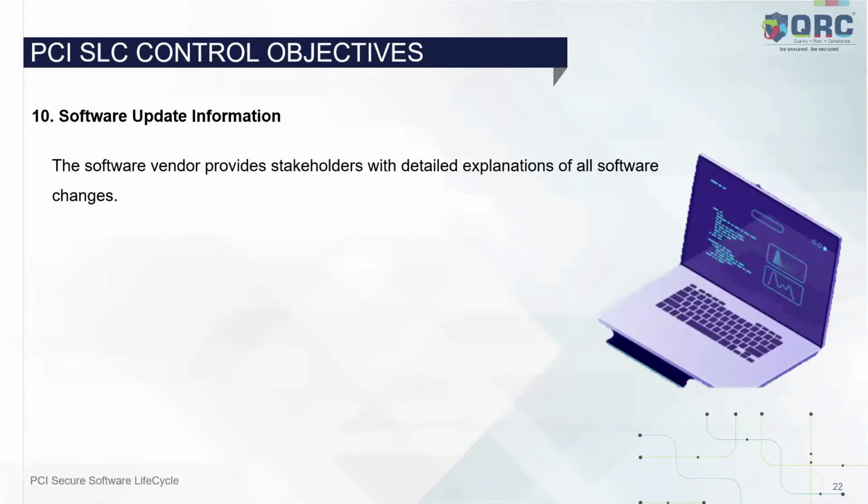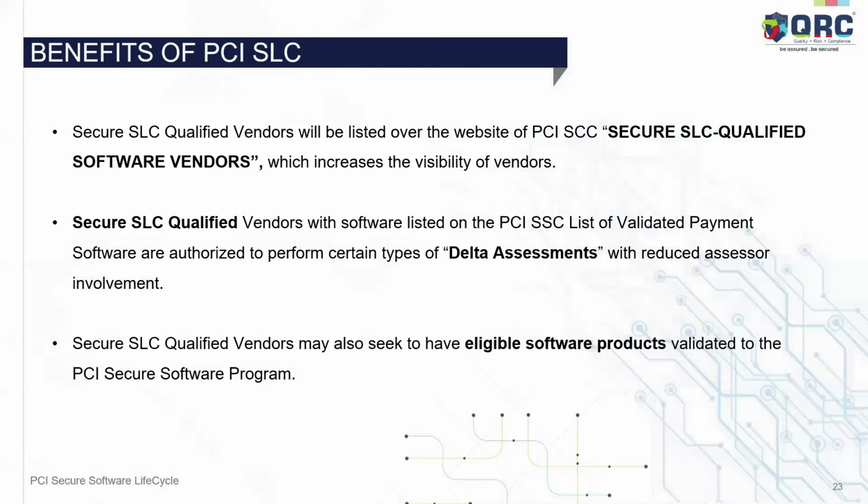Last control objective: the vendor should implement a process to document all the changes happening in the software and communicate them to the various stakeholders. Whatever changes they are making in the software, they should document and communicate to the stakeholders. So these are the 10 control objectives which we have discussed so far, which are there in the PCI SLC standard. Now let's discuss what the benefits of the PCI SLC standard are.